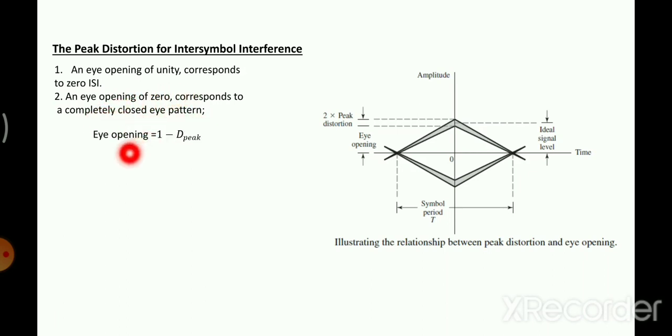This is the formula of eye opening. Eye opening is equal to 1 minus D peak. What is the D peak? D peak denotes a new criterion called the peak distortion. You can see it here, peak distortion. Whatever deviation happens above and below the ideal value is termed as peak distortion.